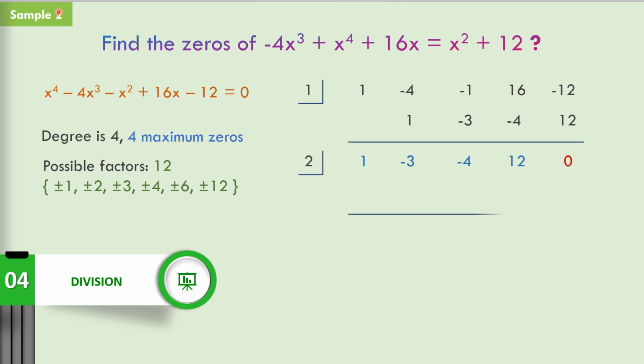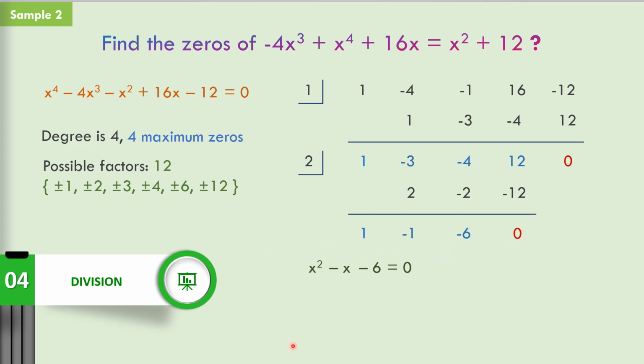Next, let us proceed. Let us try positive 2. So bring down 1. 1 times 2 is 2. Negative 3 plus 2 is negative 1. Negative 1 times 2 is negative 2. Add and keep the sign, that is negative 6. Negative 6 times 2 is negative 12. Negative 12 plus 12, the answer is equal to 0. So the remainder is equal to 0. So tatlo na lang yung natira. Let us proceed to the quadratic.